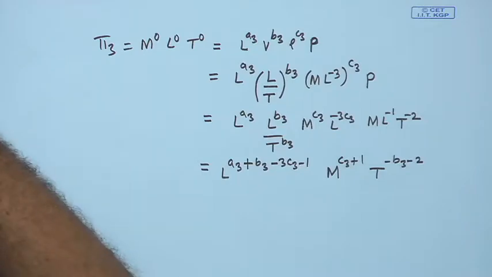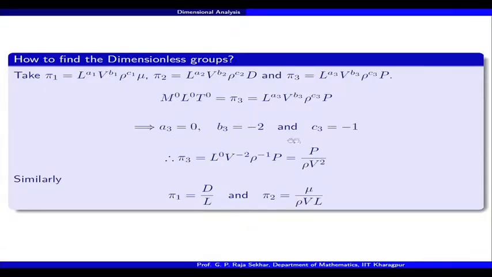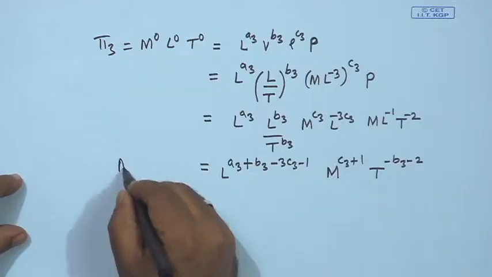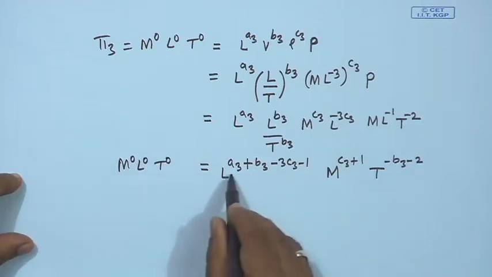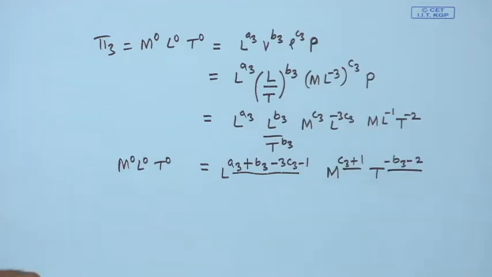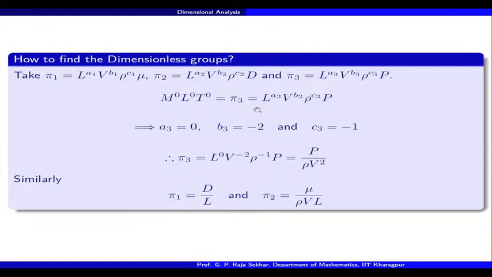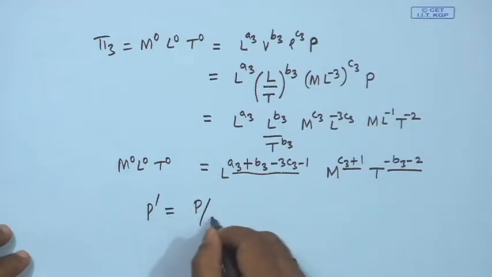One can simplify this, so that we get this. Because on the left-hand side we have M power 0, L power 0, we equate each of these to 0 and solve the system. So once we get this, what is our pi 3? L power 0, v power minus 2, rho power minus 1, which is nothing but p by rho v squared, which means this is a non-dimensional group. That means, if we have to non-dimensionalize pressure, we can use rho v squared, so that pi 3 is a non-dimensional group. So what does it mean? The trade-off between density and velocity is hidden, and one can non-dimensionalize and get the non-dimensional pressure, which we declare, let us say, as p prime.